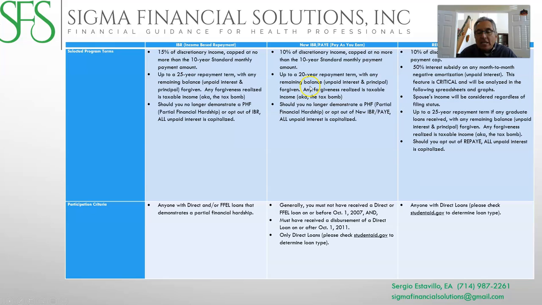Another advantage here with PAYE, and it's not noted in these bullet points, is that with Pay As You Earn or new IBR, you could file separately to exclude your spouse's income.